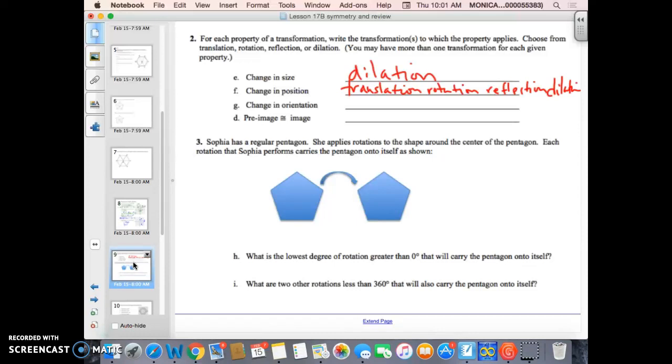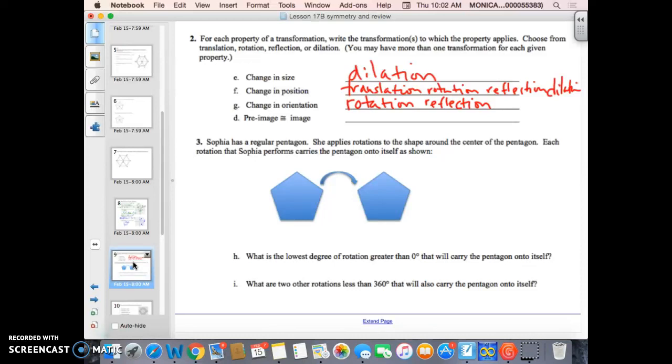All right, change in orientation. That means that if it was standing upright, it's now upside down. So the two that would change orientation would be rotation and reflection. If you translate a figure that's standing up, it's still going to be standing up no matter what.